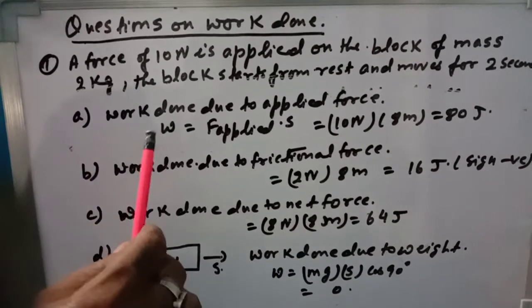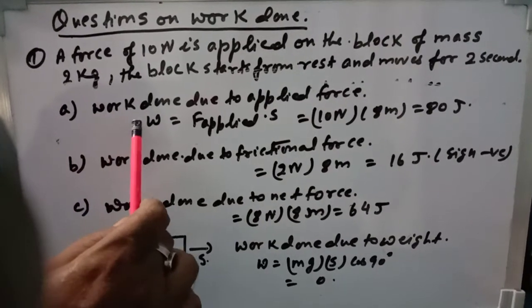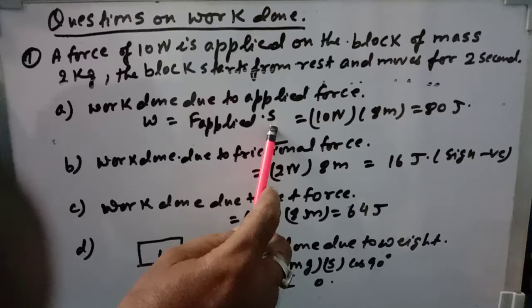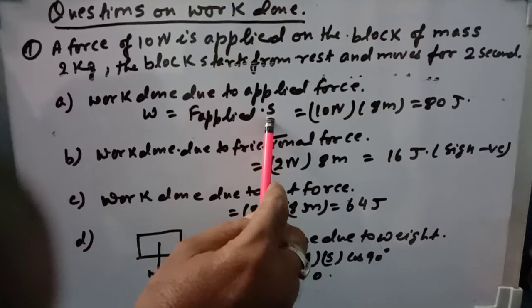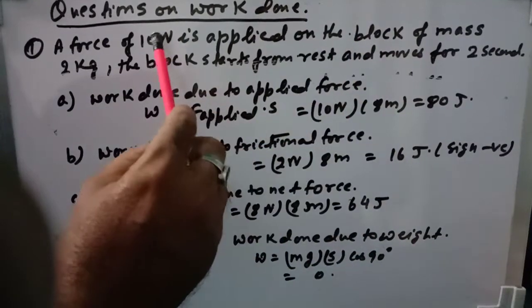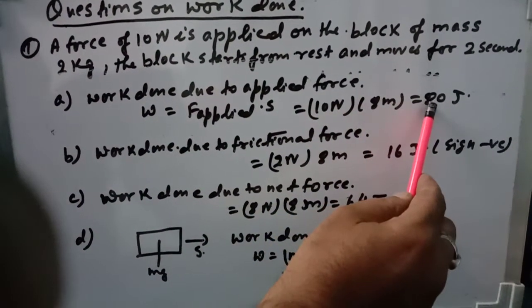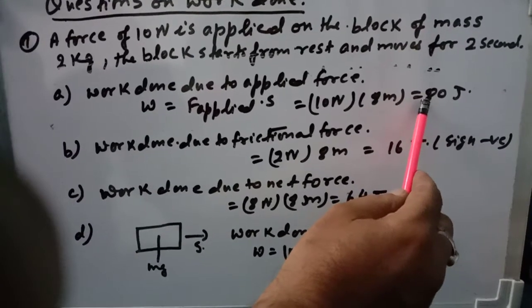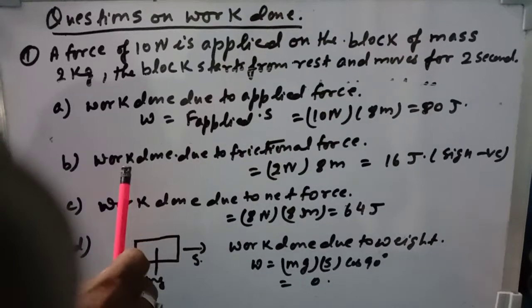So we have to calculate the work done in different situations. First part is work done due to applied force. Displacement we have got 8 meter. So work done is equal to F applied into S. F applied is given in the question, that is 10 Newton. So 10 Newton multiplied by 8 meter, that is 80 joule. The work done is positive here because applied force and displacement are acting in same direction.